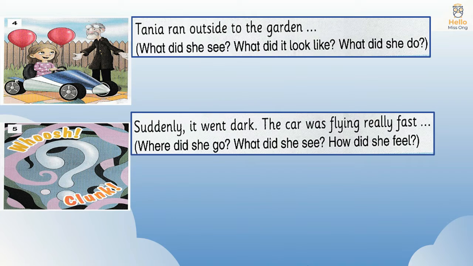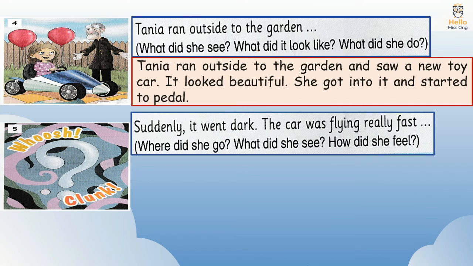For the middle of the story, we write about the main event and the problem. Picture 4. Tanya ran outside to the garden. What did she see? What did it look like? What did she do? Tanya ran outside to the garden and saw a new toy car. It looked beautiful. She got into it and started to pedal.